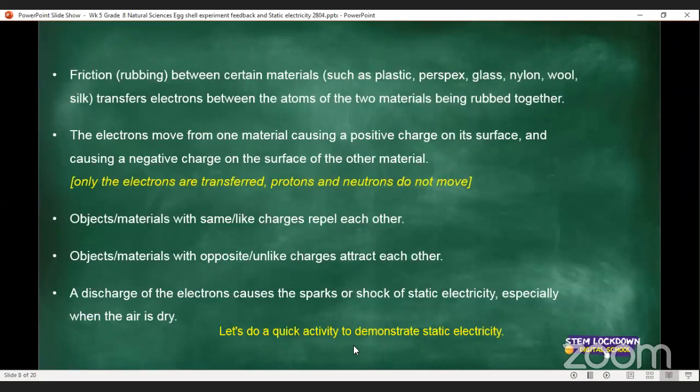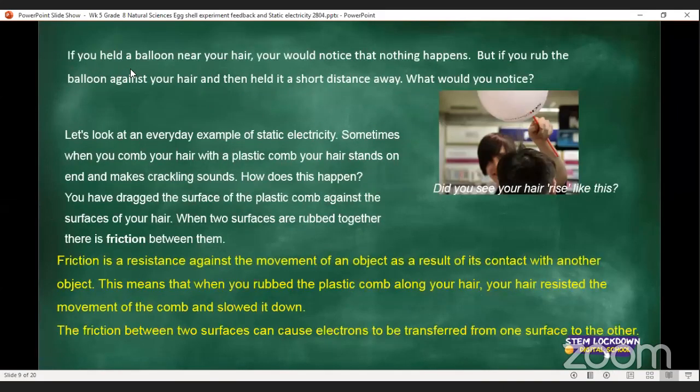Okay. Right. So let's do an activity for me to explain everything that I've discussed over here. It'll put things into perspective. If you take a balloon and hold it above your hair, you'll notice that nothing happens, right? But if you rub the balloon against your hair and then hold it a short distance away from you, like in the picture that you have over here, you will see that the hair particles are rising. Can you see his hair? So now we say that this is part of static electricity.